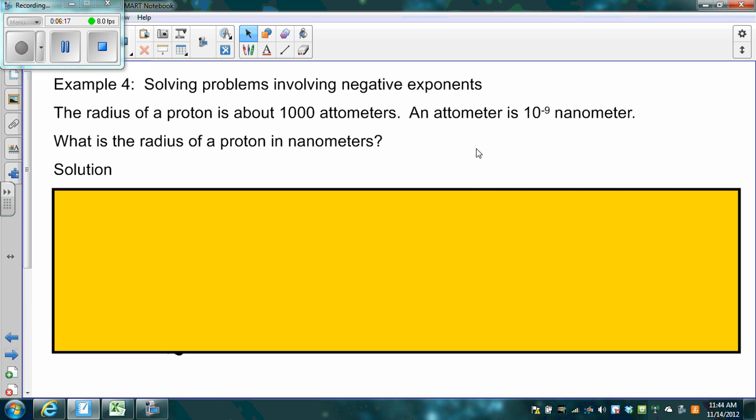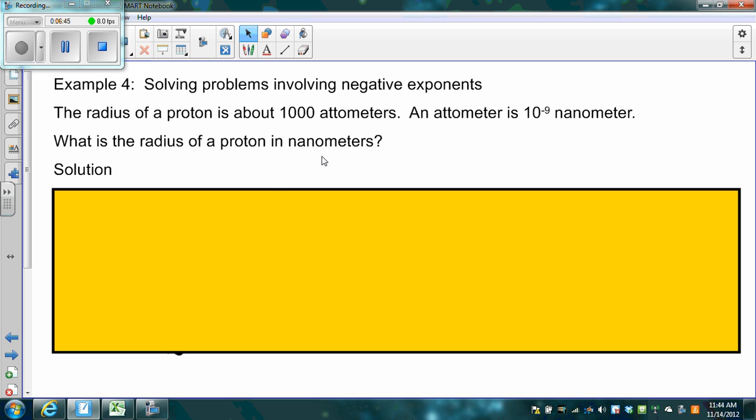And lastly, here's a little more of a word problem, but we're going to do this using negative exponents. So the radius of a proton, you know what a proton is from last year, those tiny things in the center, the nucleus of the atom. The size of that is 1,000 attometers. What the heck is an attometer, you might ask? Well, an attometer is just another unit of measurement, but it's 10 to the negative 9 nanometers.